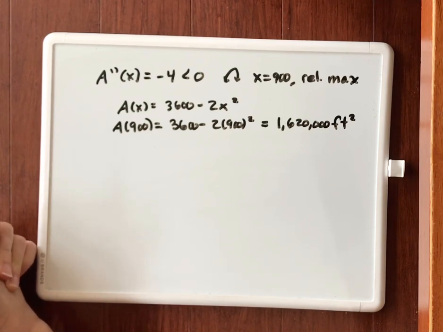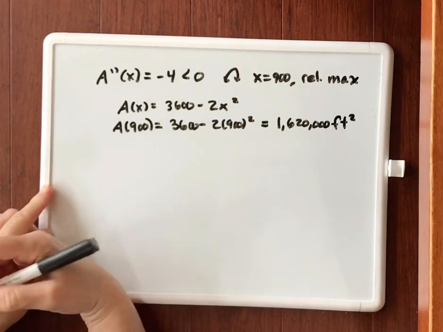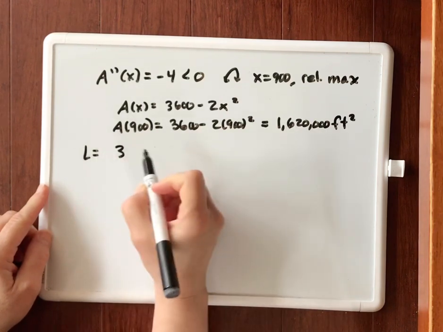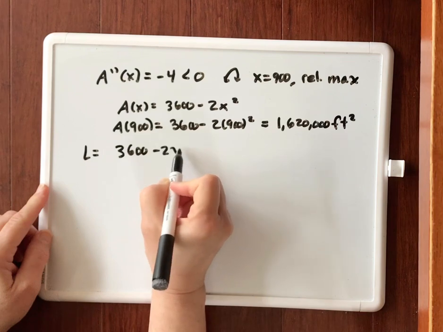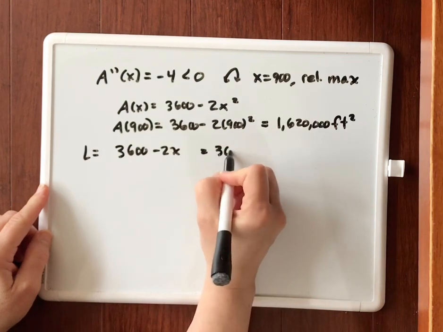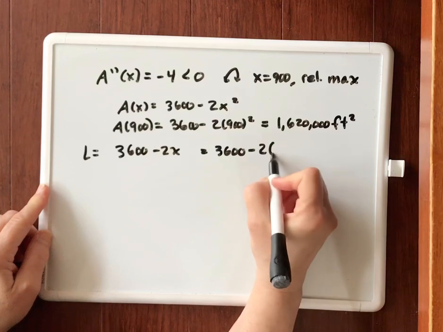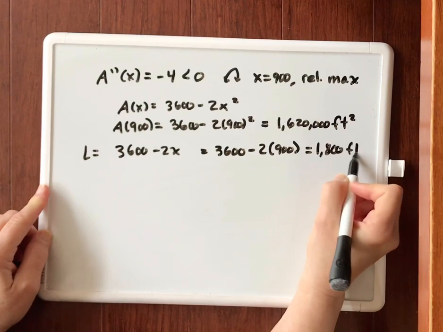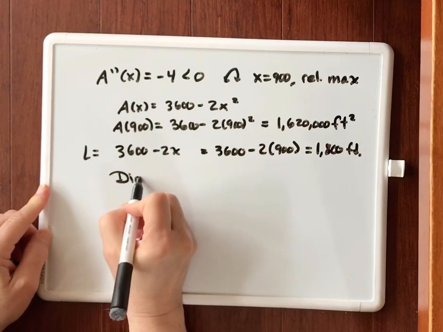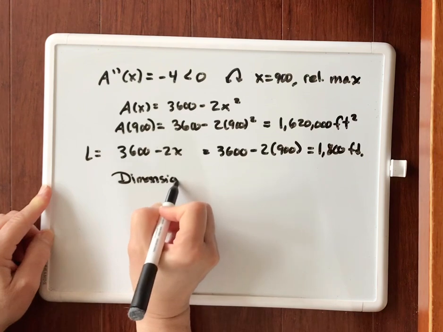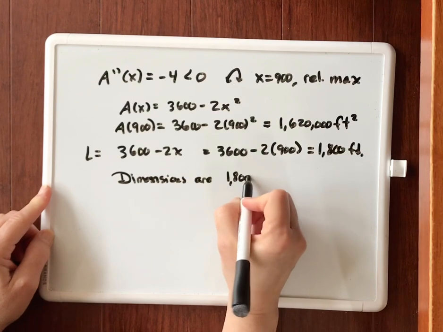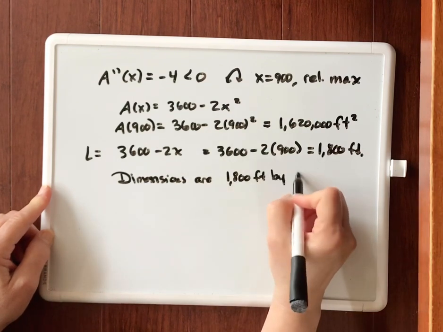And now we want to know what the dimensions are. Well, we already know that one of them is 900. So what's the second one? Well, originally we had said the length equals 3,600 minus 2x. So we're going to put in 900 there. 2 times 900, and that equals 1,800 feet. So the dimensions are 1,800 feet by 900 feet.